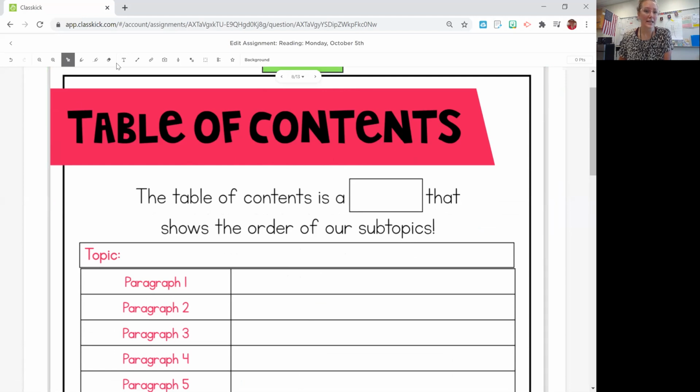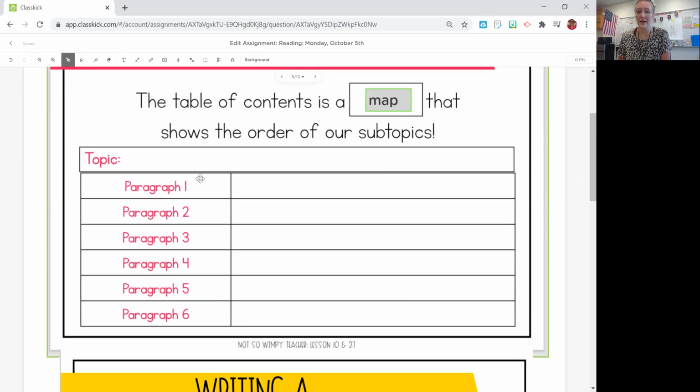Now, a table of contents, as you know, is a map that shows the order of our subtopics. So we are not going to have all 6 paragraphs, but we are going to have at least 5. So our first paragraph is going to be our introduction. And we are going to work on our introduction a little bit today.